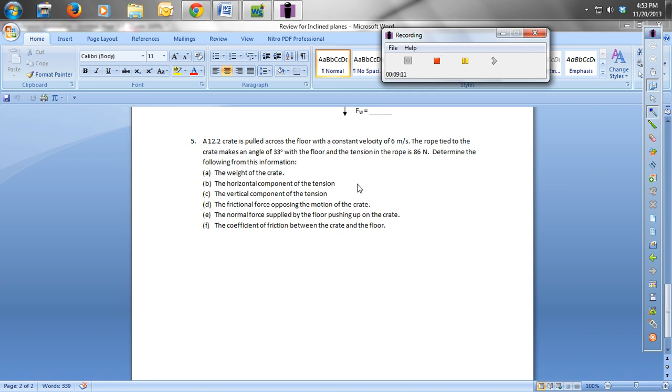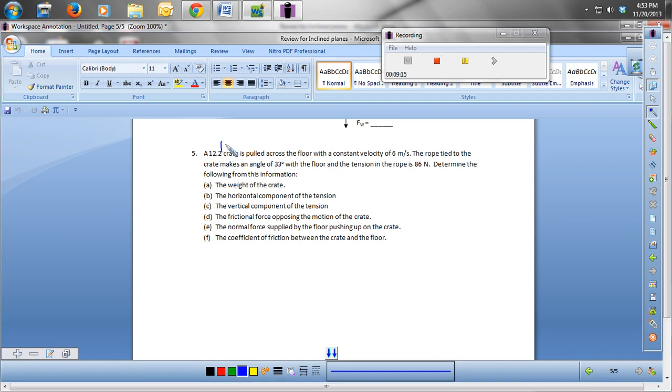Okay, so we want to look at a 12.2 crate, and that's dumb. It should say 12.2 kilogram crate is pulled across the floor with a constant velocity. I don't care how big it is, it just needs to be constant. So here's my crate. It has a weight. There's a normal force. I'm pulling it with a tension of 86 newtons. This angle here is 33 degrees.